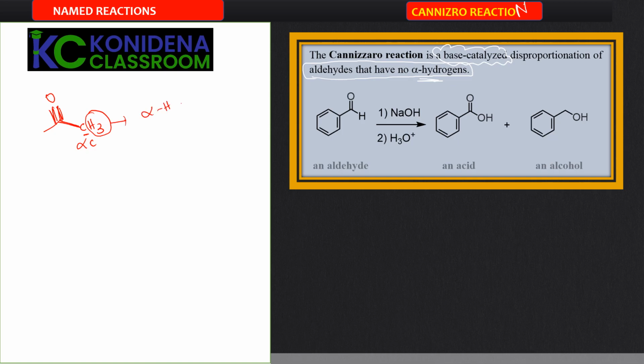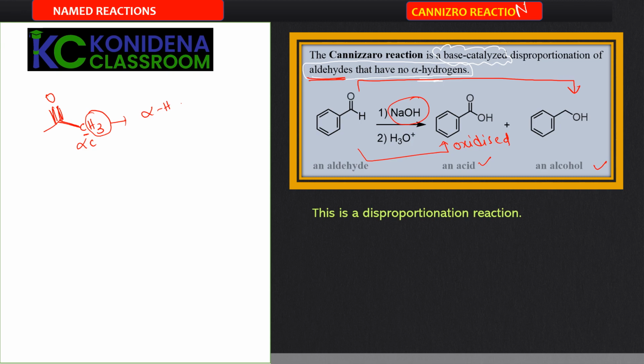So the aldehydes which do not have alpha hydrogen, on reaction with a base, give an acid and an alcohol. The reaction is called a disproportionation reaction, since one is oxidized and the other is reduced. Addition of oxygen is oxidation, and addition of hydrogen gives a reduced product.